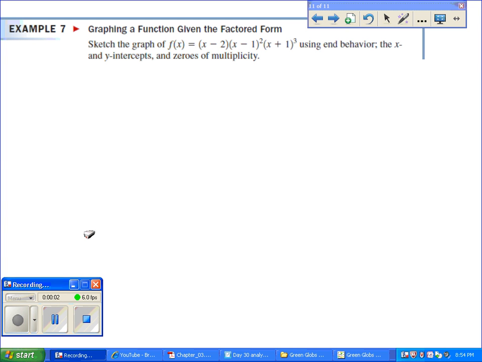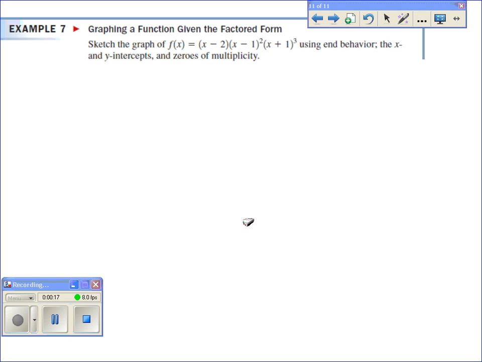All right, here's example 7. It's more of the same, because what I was doing with you before, they're asking you to do now. Why is this not switching? There we go. All right, so they want to use end behavior. You got to count the degrees. Degree is 6. So we know it's up, up, unless preceded by negative, and it's not. We're going to sketch this graph using end behavior, x and y intercepts, and zeros of multiplicity.